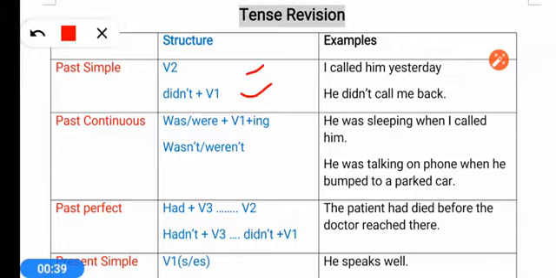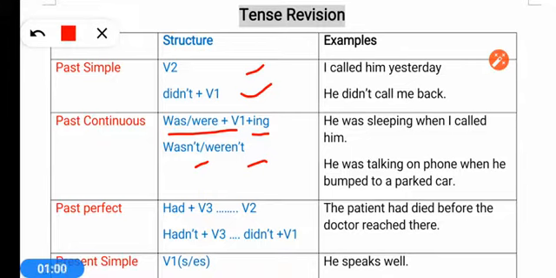These two rules you remember. Past continuous tense structure is was, were plus ing form of the verb. For making negative we use only not, was not or were not. It is used for telling that in a particular time what was happening, what was going on.